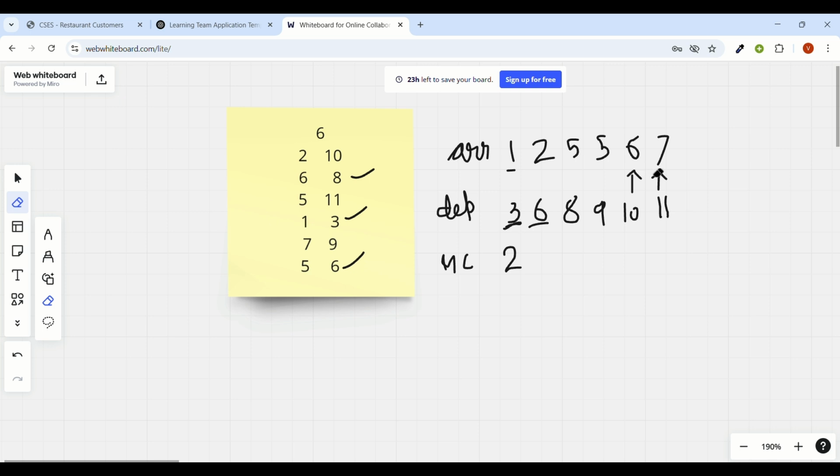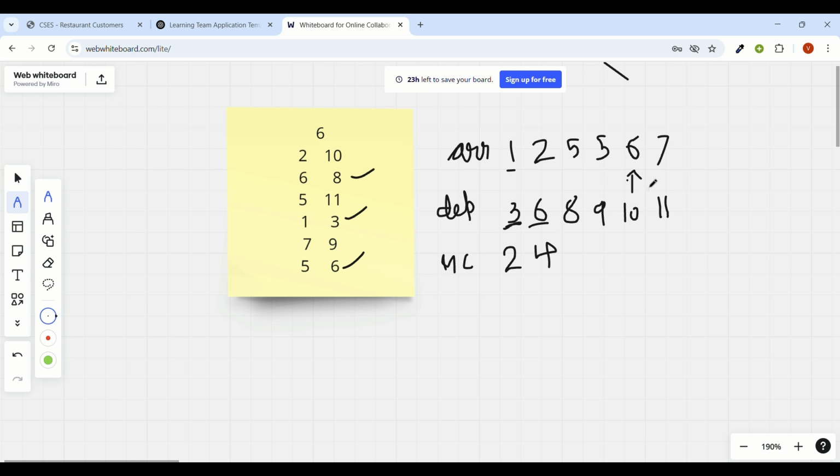So the number of customers who arrived before the departure of this customer is 1, 2, 3, 4 and 5. These 5 customers. But the answer won't be 5 for him, because one of these 5 customers who arrived before the departure of this customer has already departed, which is this one. So the answer would be 4.